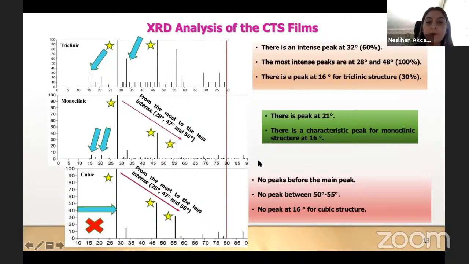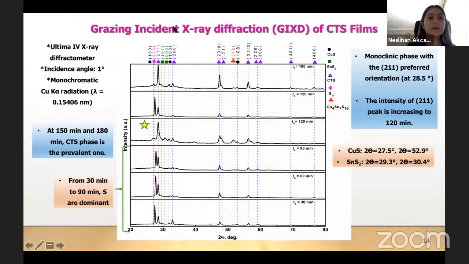We cannot make an exact structural analysis of CTS films by XRD, because for different phases the peaks overlap, so it's very difficult to obtain exact results using only XRD analysis. We used grazing incidence X-ray diffraction of CTS films for the structural analysis. As you see, we obtained a monoclinic phase with 211 preferred orientation. The purple color corresponds to CTS phases, and the main peak was obtained at 28.5 degrees.